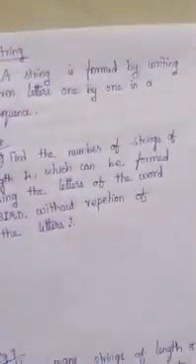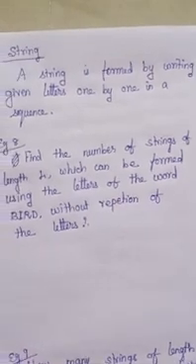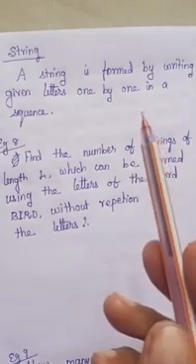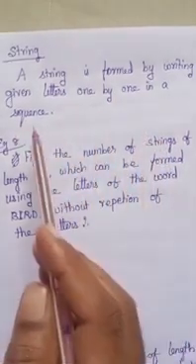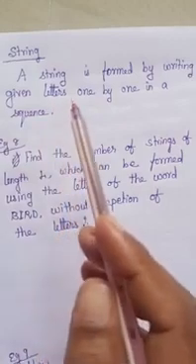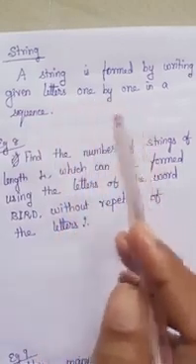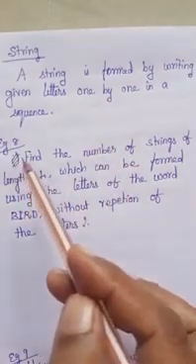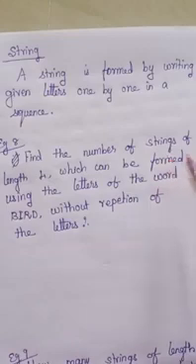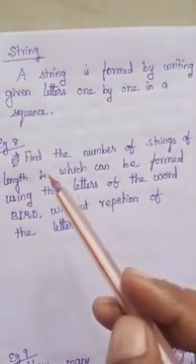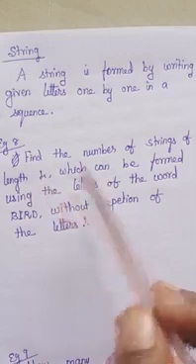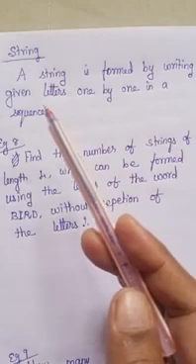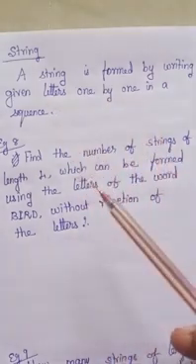See, string. First we should know what is meant by string. A string is formed by writing given letters one by one in a sequence. See, example 8, find the number of strings of length 4. So, the number of letters is 4. A string is nothing but the word formed by arranging the letters one by one in a sequence.